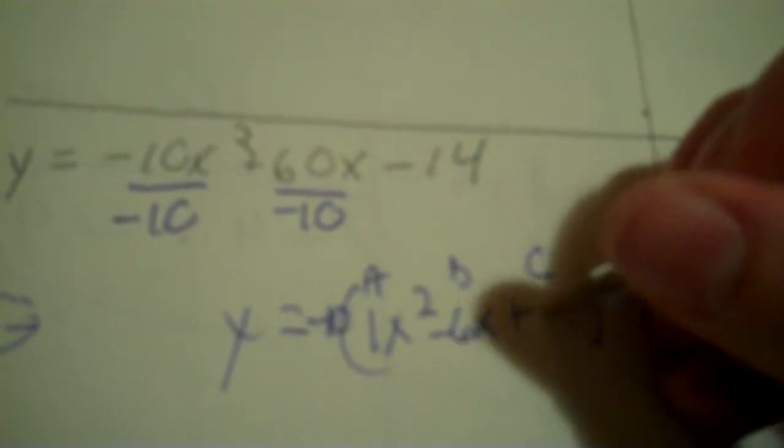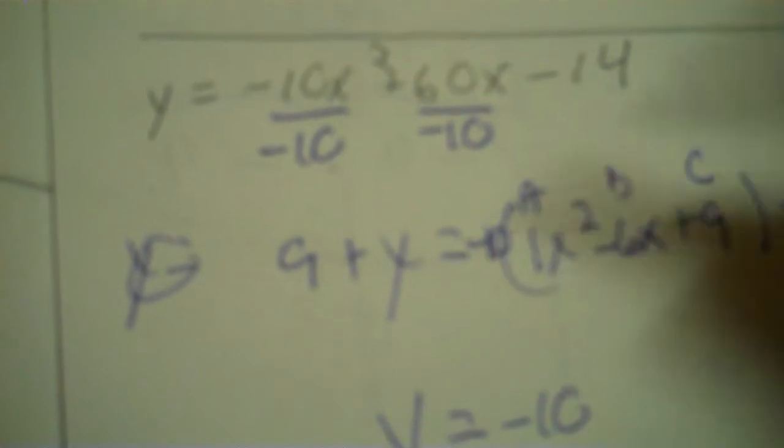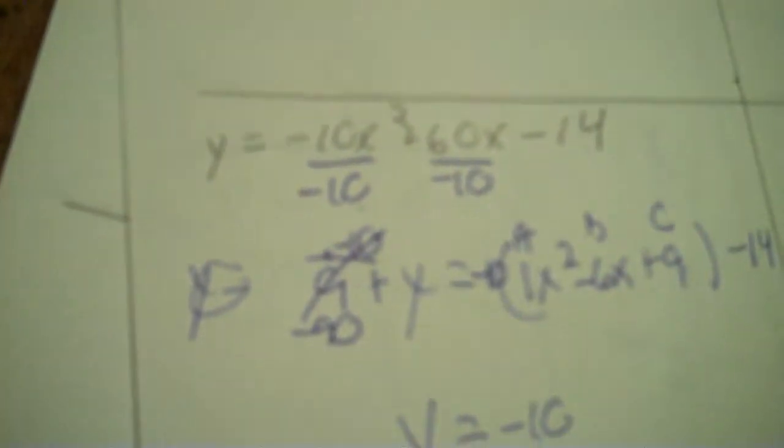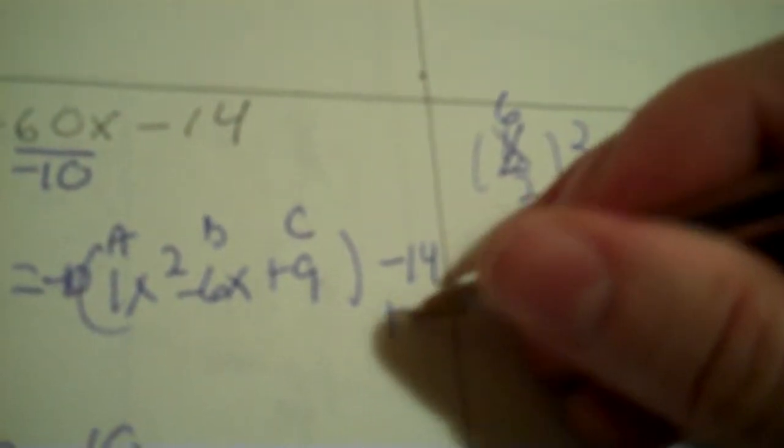So B, 6 divided by 2 is 3, 3 to the second is 9. So again, you plus 9, but 9 is times by negative 10, okay? So 9 times negative 10 is negative 90. So to bring over the negative 90, you plus 90 to the negative 14.